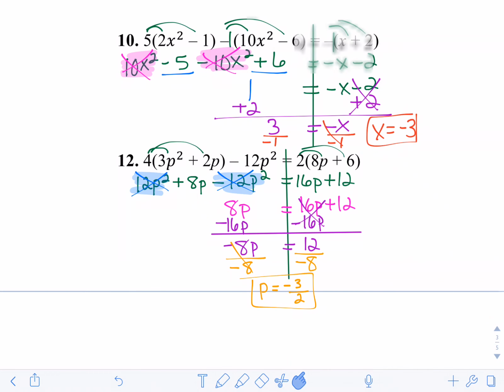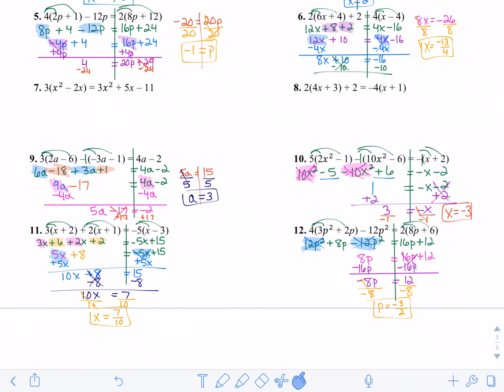Alright, and that is it. So that's the second part of the 8-2 notes. If you need any help, just come see me.